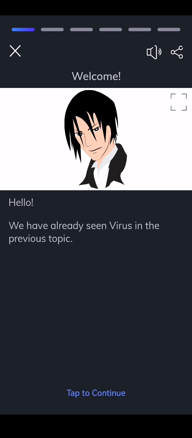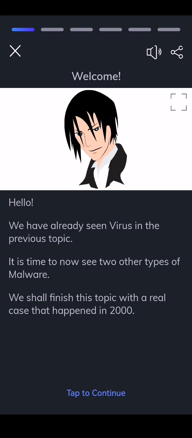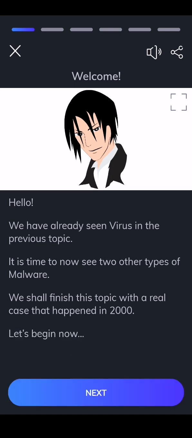We have already seen virus in the previous topic. It is time to now see two other types of malware. We shall finish this topic with a real case that happened in 2000. Let's begin now.